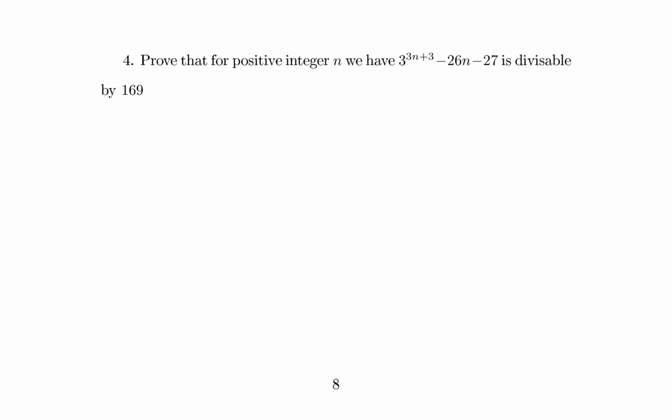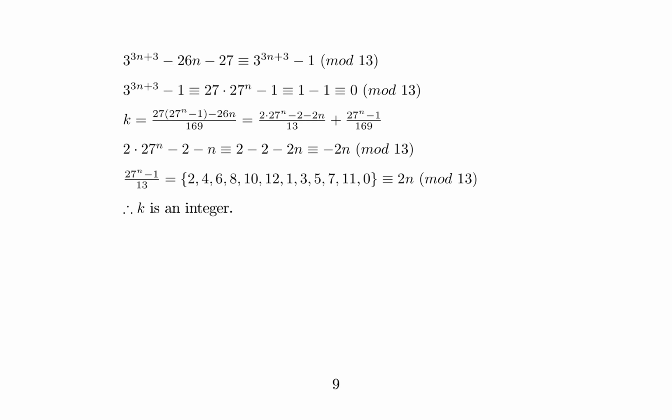And fourth question. Prove that for positive integers n, we have 3 to the power of 3n plus 3 minus 26n minus 27 is divisible by 169. 169 is 13 squared, so we can first calculate the number mod 13. That would be 3 to the 3n plus 3 minus 1, and then that would be equal to 1 minus 1, 0. So we know that this number is divisible by 13.